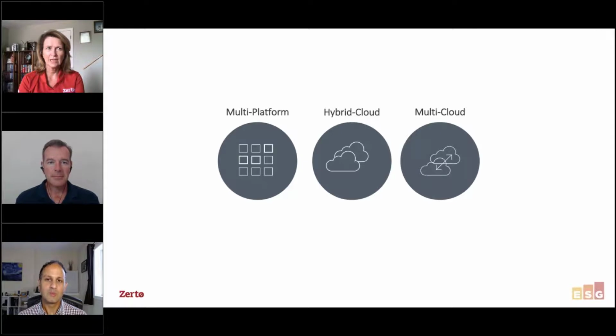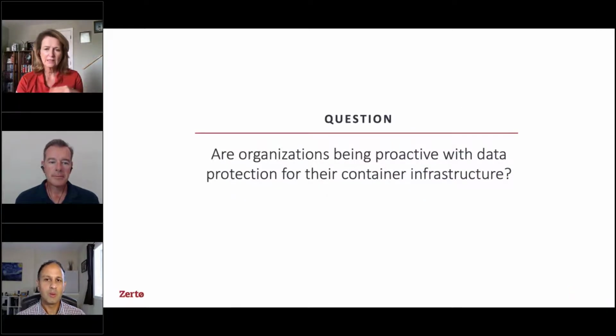Right. And so that sort of segues us into the last section that we wanted to talk about, because we've said that organizations are utilizing containers for a variety of applications, and particularly with cloud, hybrid, multi-cloud seems to be very important too. So let's discuss how organizations are protecting today. So the question therefore is, are organizations being proactive with the data protection strategy for their container infrastructure? And maybe we could start off with you, Christophe.